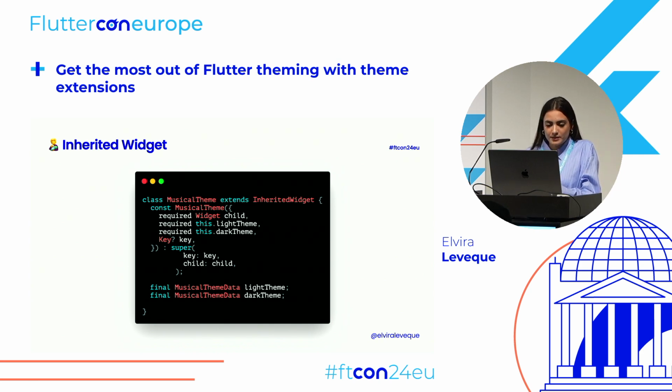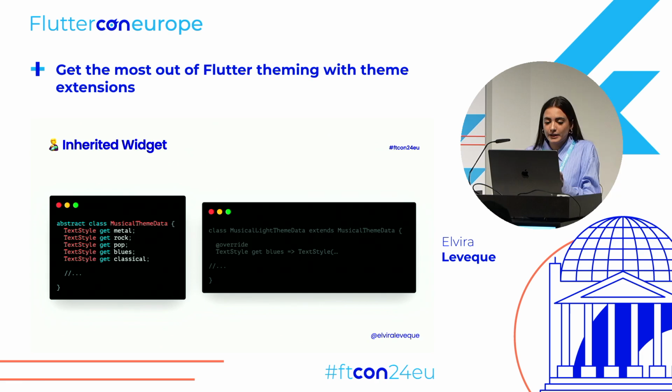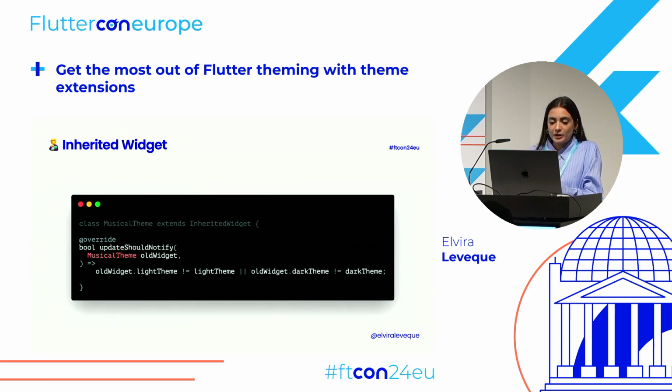So let's see what this theme data looks like. It is an abstract class with abstract declarations for all the stylings that you want. And then the concrete implementation of your stylings will be taken care of by the concrete implementation of the theme data. Back to our theme object, because we extend the inherited widget interface, we also have to override the update should notify method. And this will notify the widgets that are inheriting from this when a change happens.